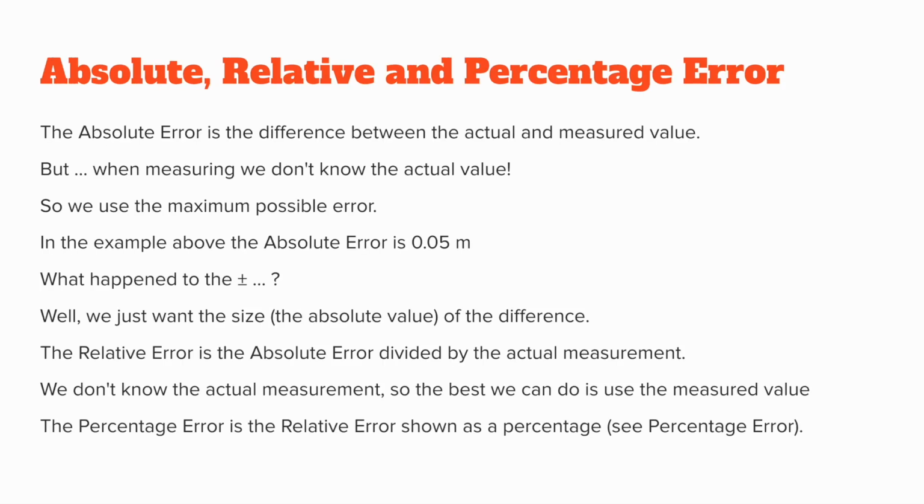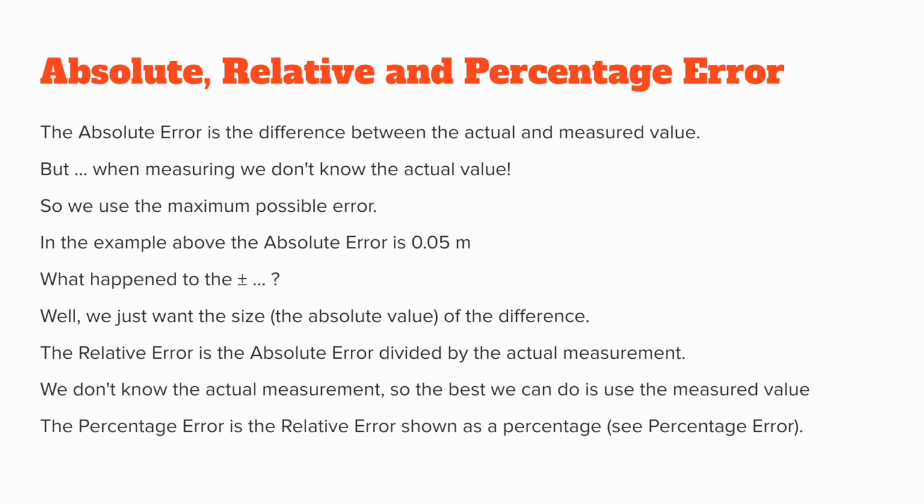Now let's look at the absolute, relative, and percentage error. The absolute error is the difference between the actual and measured value. But when measuring, we don't know the actual value, so we use the maximum possible error. In the example above, the absolute error is 0.05 meter. Then what happened to the plus or minus? Well, we just want the size of the difference.